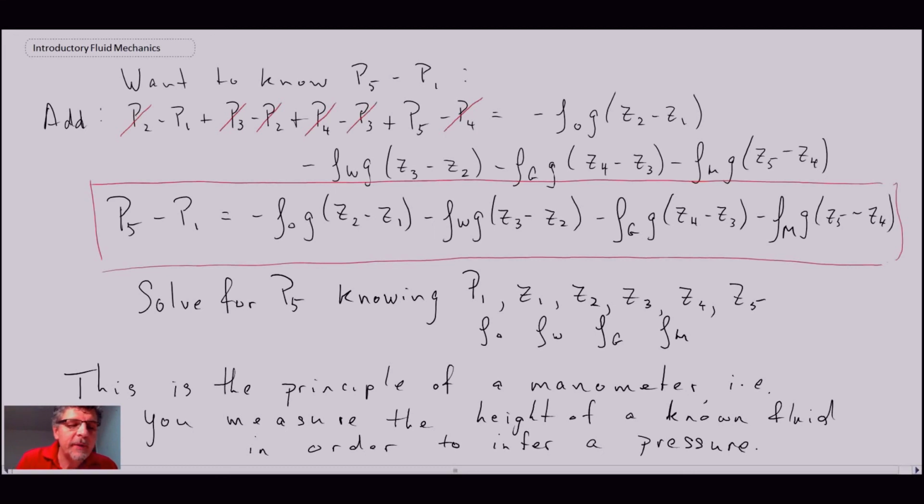The principle of the manometer is pretty simple. What you do is measure the height of a known fluid. That means you need to know the density of the fluid, and you need to know where the interfaces are. By doing that, you can then infer a pressure that you are trying to measure. So that is the principle of the manometer. We'll continue on and take a look at a couple of applications of that.